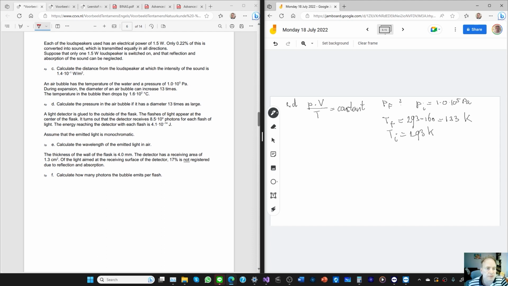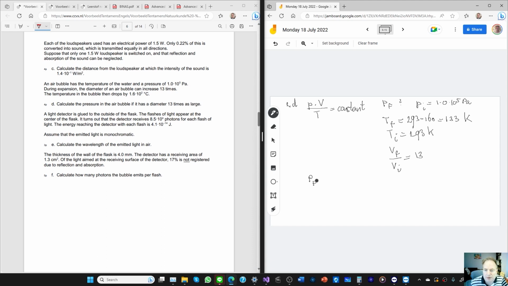And what about the volume? Well, they say the volume, even though they don't give the initial volume, increases 13 times. So that just means that the final volume divided by the initial volume is 13. The volume is proportional to the diameter cubed, right? Or the radius cubed. Okay.